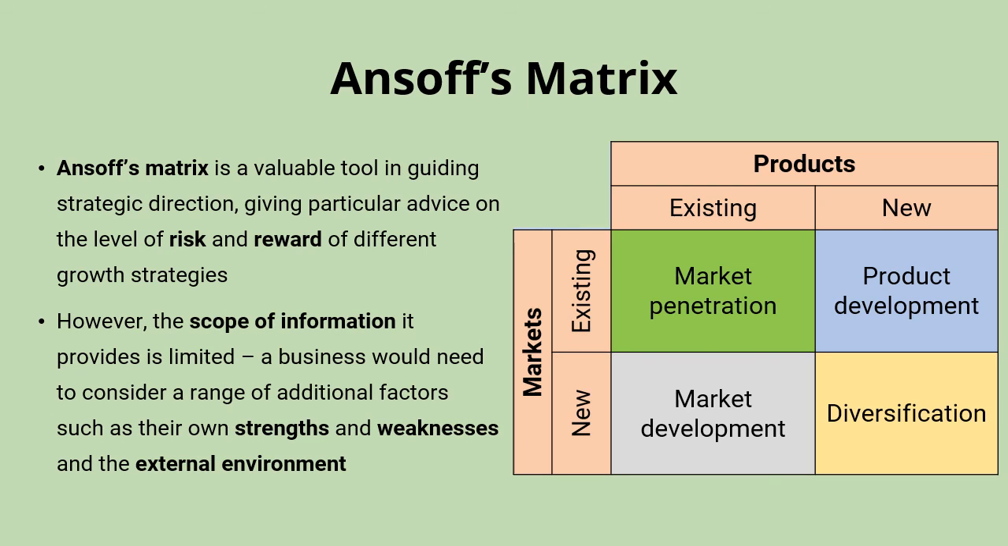The problem with Ansoff's matrix is that it just focuses on two quite narrow factors. So the markets that the business is operating in, new or existing, and the products that it's looking to grow into. And there's a huge range of other things that should be taken into account in strategic decision making. So for example, the strengths and weaknesses of the business. If you've got an instantly recognizable brand all over the world, it might actually make a strategy of diversification, for example, less risky. And also need to consider the external environment which the business is operating in as well.